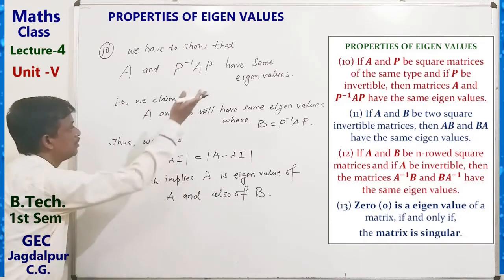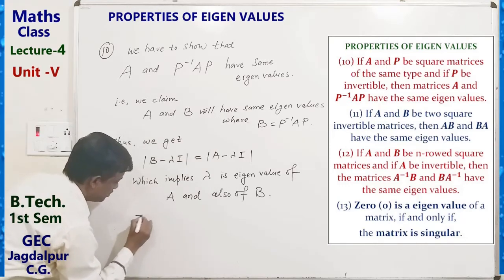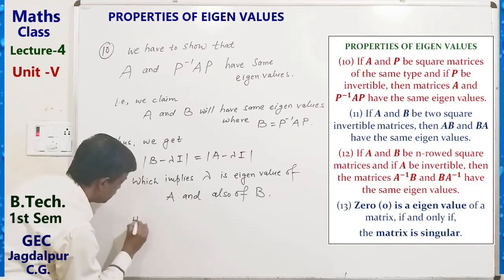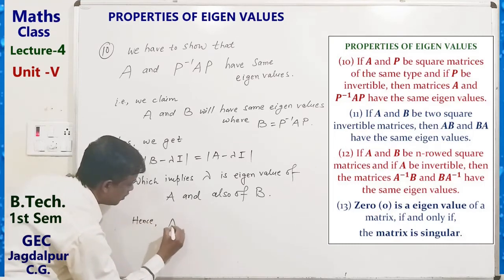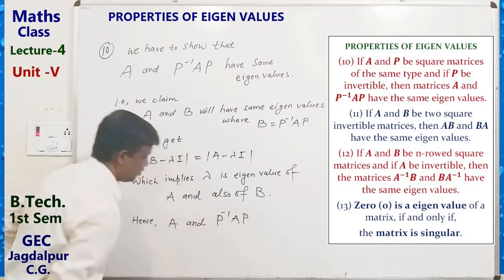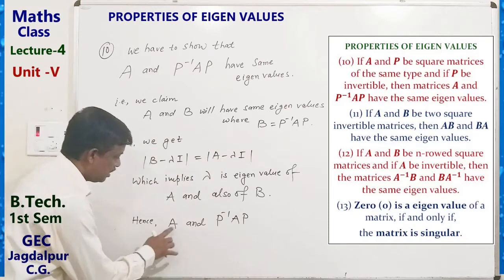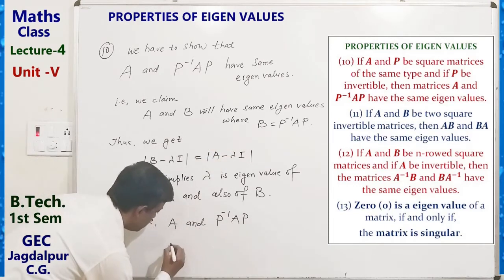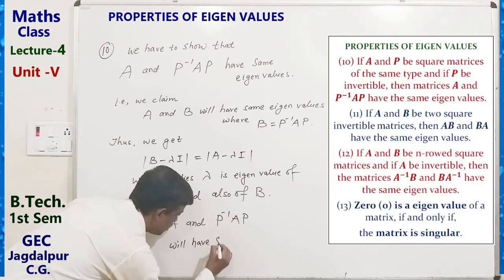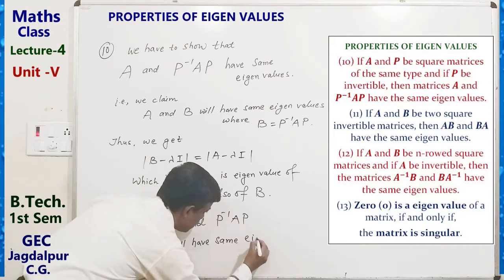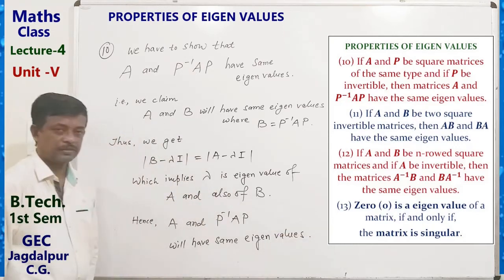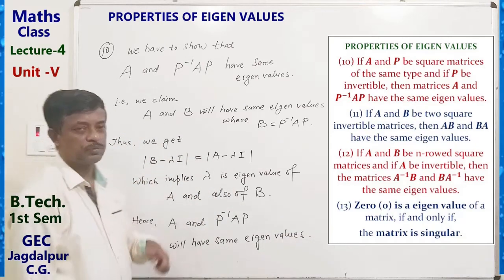Thus, if B means what? This. Thus, hence, you can write A and P inverse AP. B means P inverse AP. A and P inverse AP will have same eigenvalues. Clear? So this is property 10.